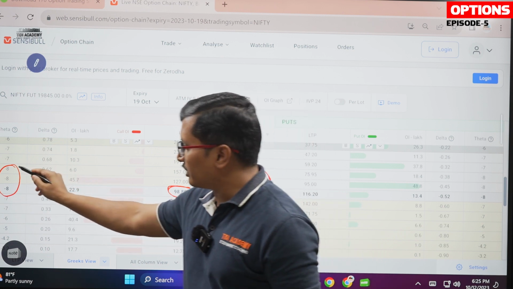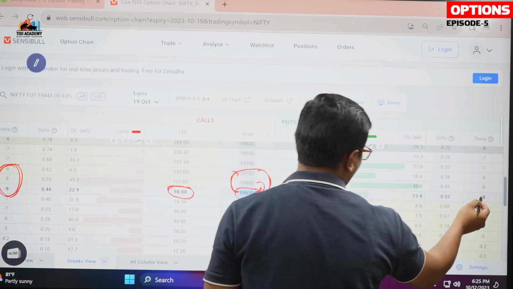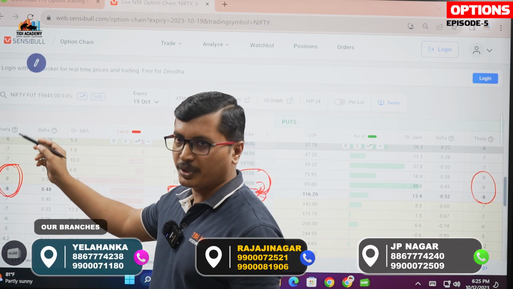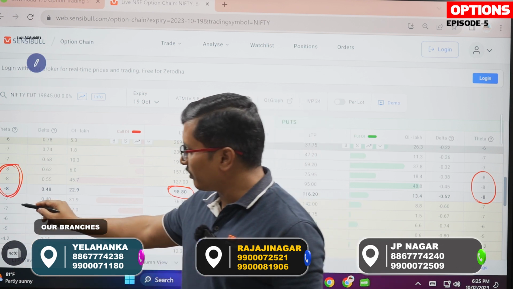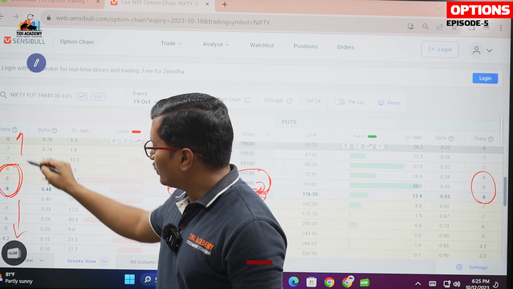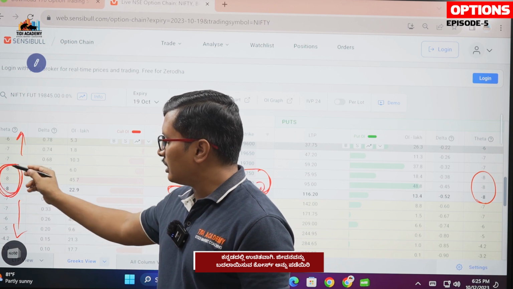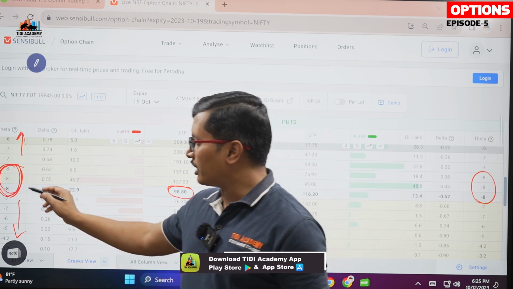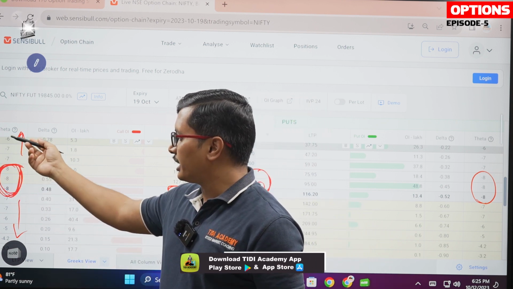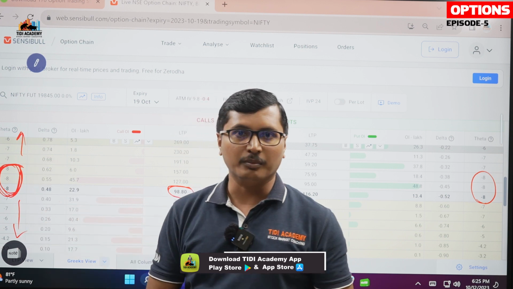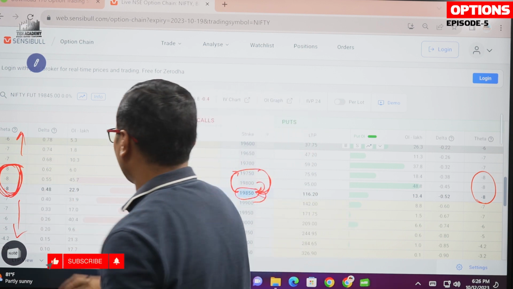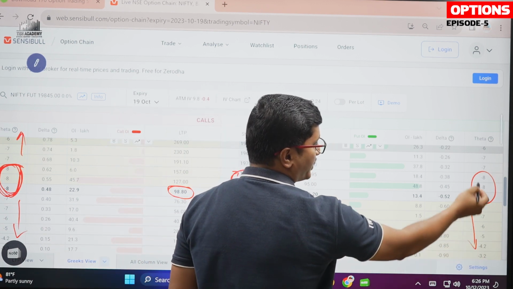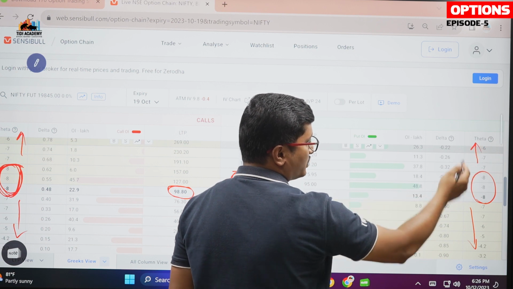At the ATM side, on the call side and the put side, both nearest to the ATM, the theta will be more. As and when you go deep in the money or deep out of the money, the theta will be less. As you can see, on the call side and the put side, more theta or more decay happens at the ATM side, and less decay happens on the OTM and in the money side. In the same way, on the put side also, as you go deep in the money and deep out of the money, theta will be less.